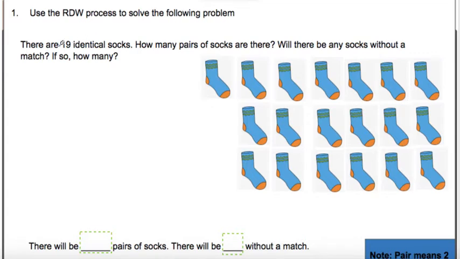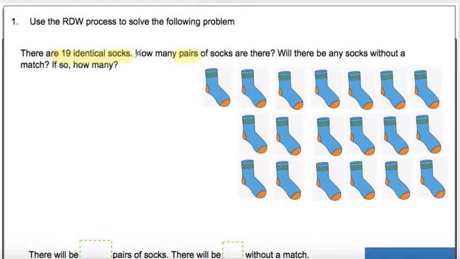Yes, there's 19 identical socks. So altogether, there's 19 socks. How many pairs of socks are there? There's a word in there. Pairs.